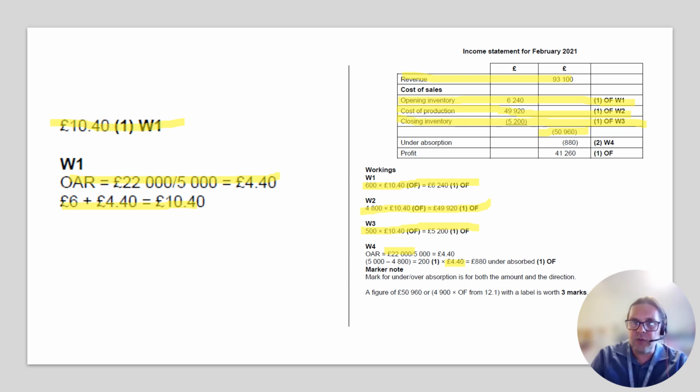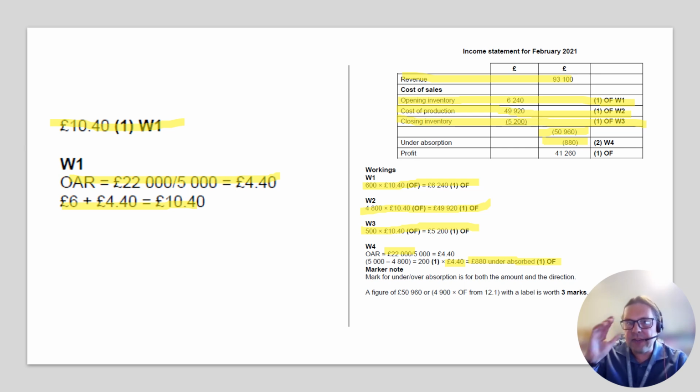So we've under-absorbed, we haven't charged enough. So we should have charged 22,000, we've charged 21,120. So we have under-absorbed. So you're going to get a mark for identifying it's under-absorbed, as long as it's in the right direction here, and a mark for calculating the right amount. So because of that, we're going to take away 880, it's an expense. If we had over-absorbed, so if we had absorbed more than 22,000, so if we had produced more than 5,000 units, because that's what we budgeted on, then we would be adding that as other income. So that would have increased our profit.